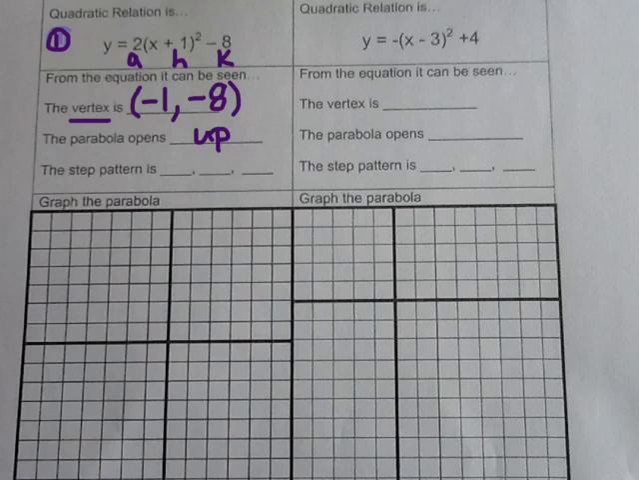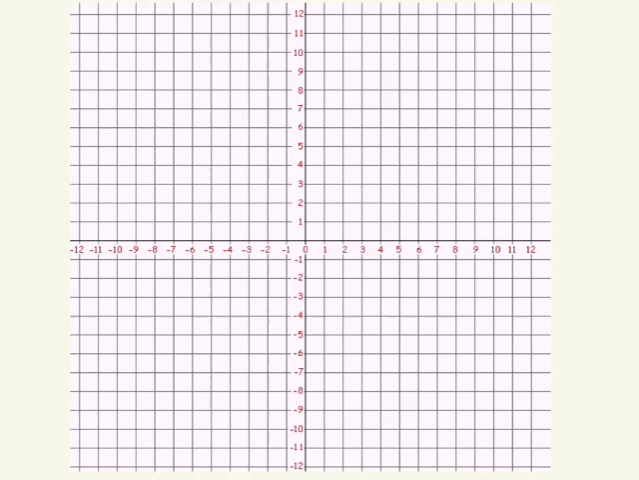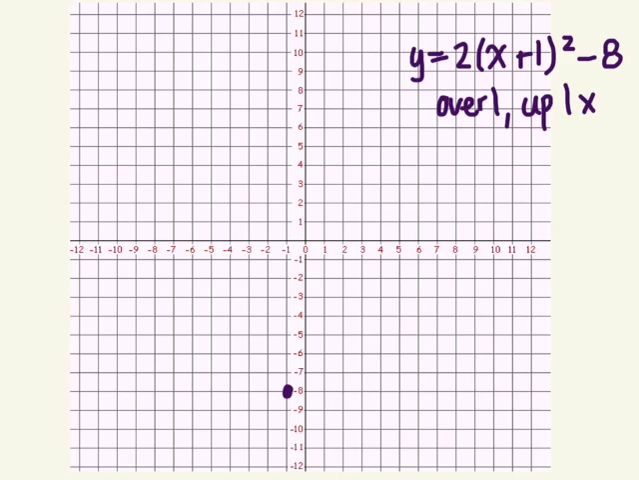So let's graph the vertex. The vertex is located at -1 and -8. I don't have enough room here, hold on. Let's graph, using this graph, -1, -8. So this is the part where some of you are getting confused. We have to graph this using the step pattern. What is the step pattern again? Over 1, up 1 times A.